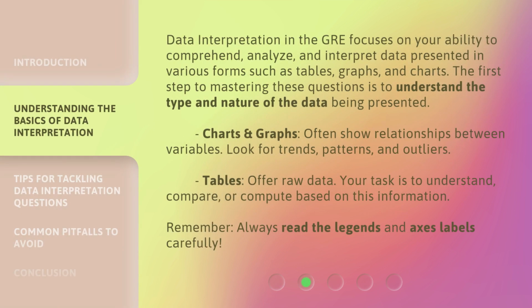Data interpretation in the GRE focuses on your ability to comprehend, analyze, and interpret data presented in various forms such as tables, graphs, and charts. The first step to mastering these questions is to understand the type and nature of the data being presented. Charts and graphs often show relationships between variables. Look for trends, patterns, and outliers. Tables offer raw data. Your task is to understand, compare, or compute based on this information. Remember, always read the legends and axes labels carefully.